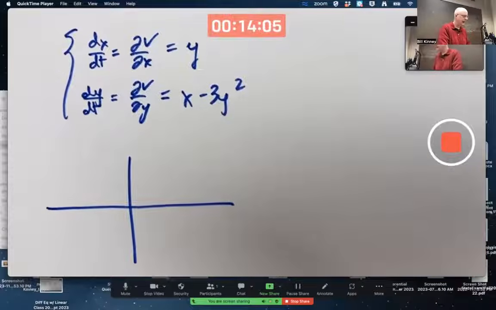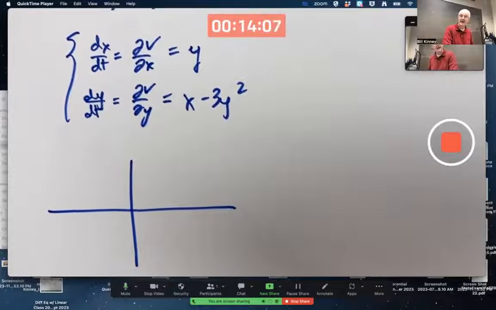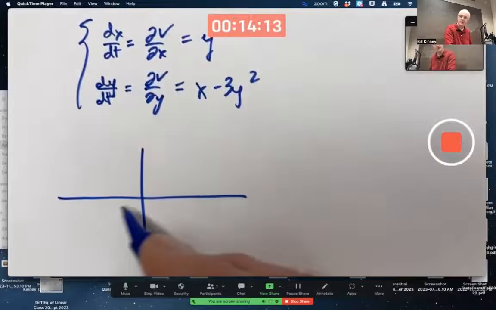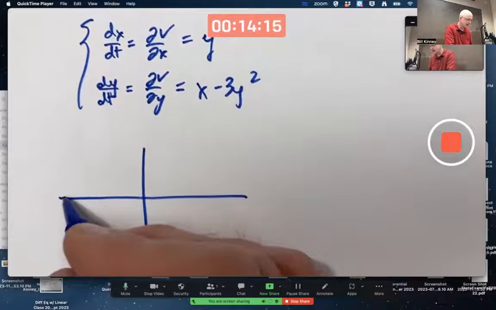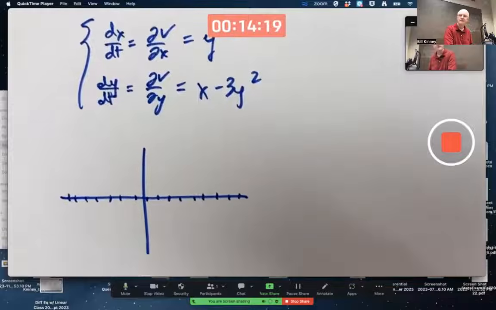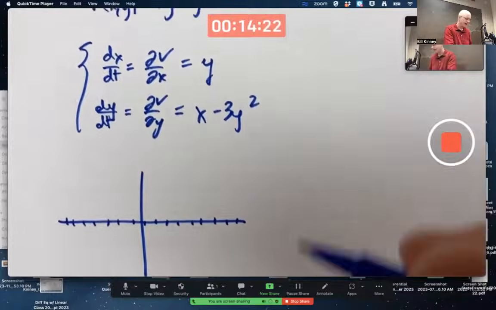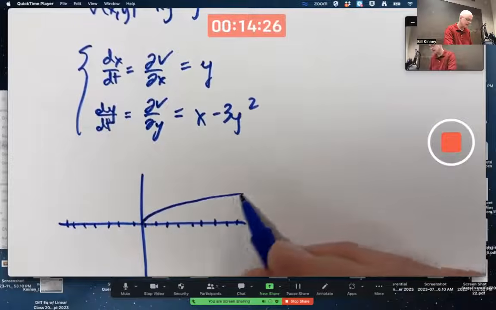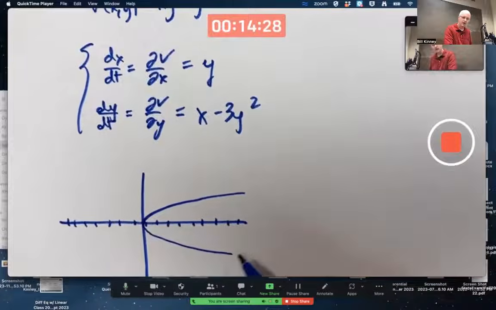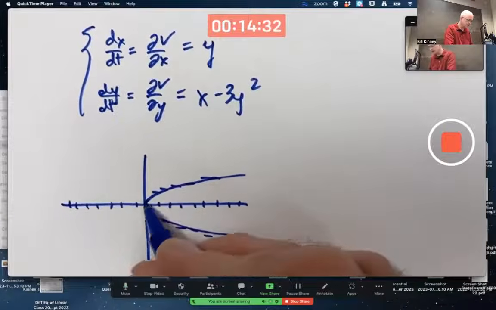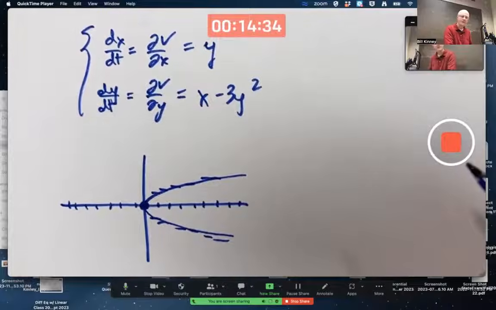The y-nullcline for the Hamiltonian system was y equals 0, the x-axis. That becomes the x-nullcline for the gradient system, where dx/dt is 0. Instead of having solutions that are on the x-axis, they have to cross with vertical tangents. And the y-nullcline now is the sideways parabola, x equals 3y squared. You have to cross that with horizontal tangents. The origin's still the only equilibrium point.